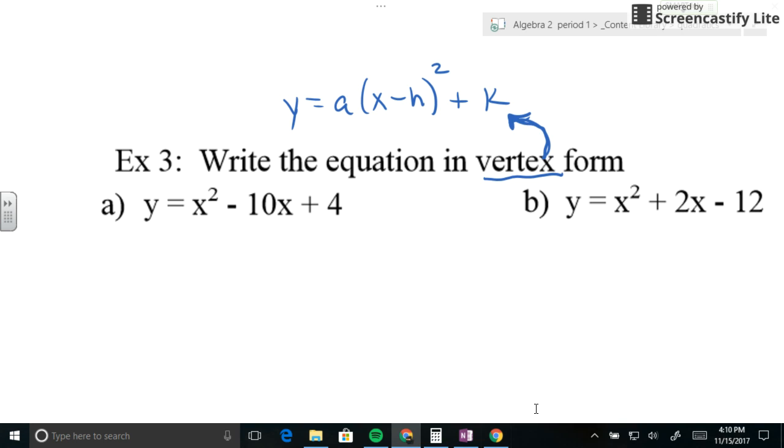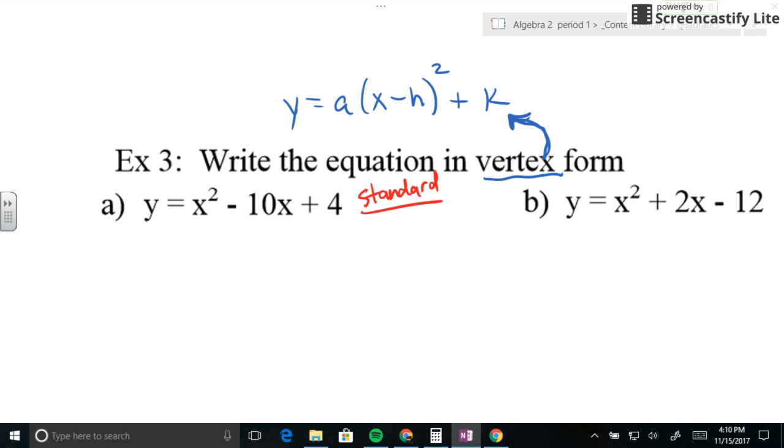We're going to continue completing the square when we write an equation in vertex form. Vertex form looks like this: y equals a times the quantity of x minus h squared plus k. That is vertex form. What I have here is y equals x squared minus 10x plus 4. That is standard form. So I want to change this equation in standard form into an equation that is of the form that looks like this, which is vertex form.